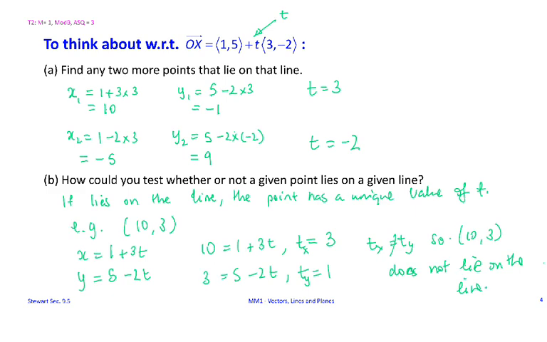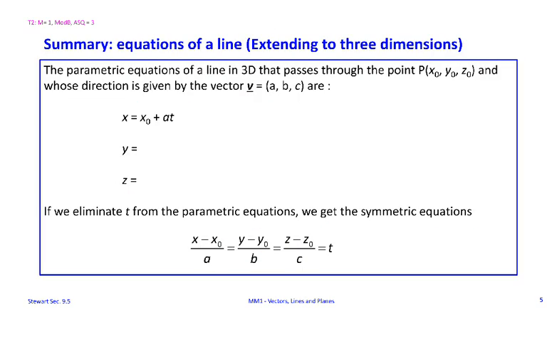This can be extended to the 3D case. So the parametric equations of a line in 3D that passes through the point (x0, y0, z0), and whose direction is given by the vector (a, b, c), are x is equal to x0 plus at, y is equal to y0 plus bt, z is equal to z0 plus ct.